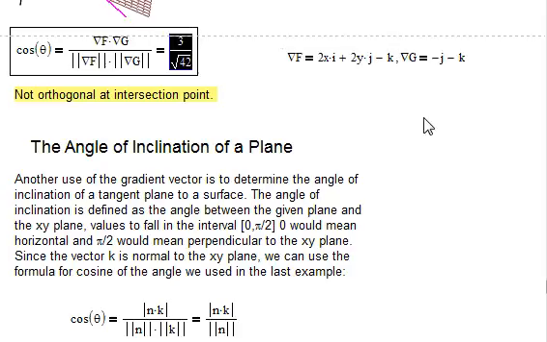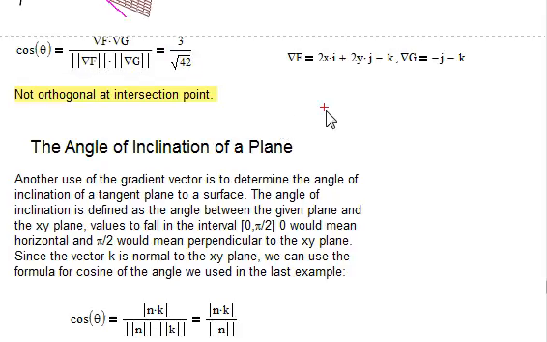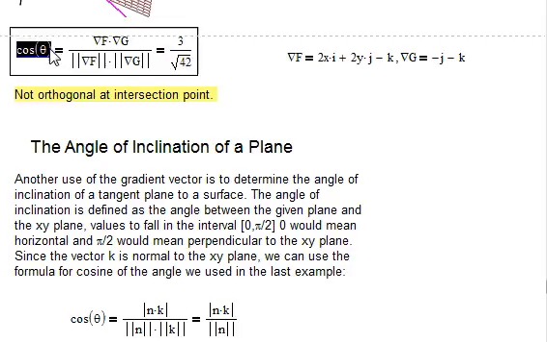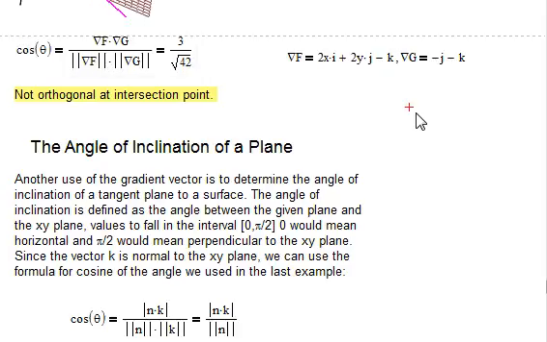And no, they are not orthogonal at the intersection point. If they were orthogonal, what would the cosine of this angle be? Of course you know. It would be 0, because then the angle between them would be pi over 2.